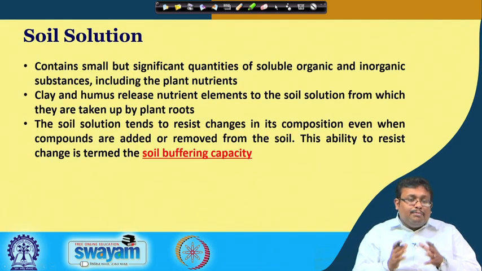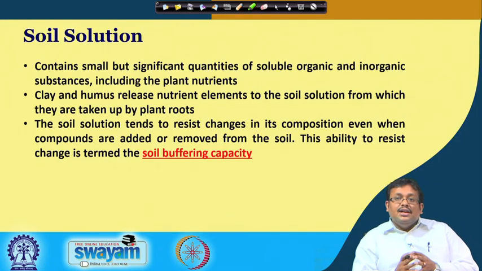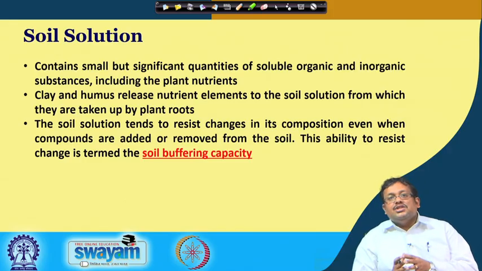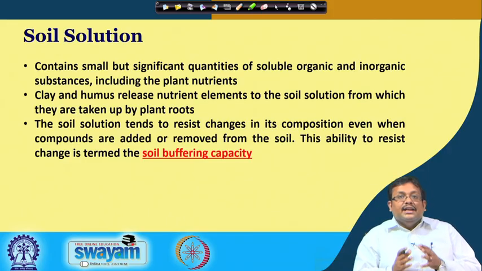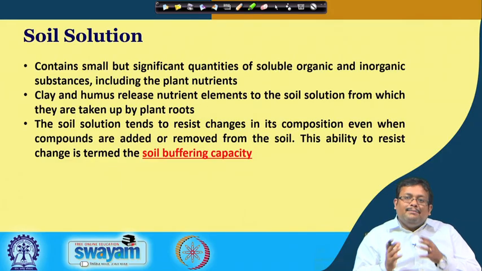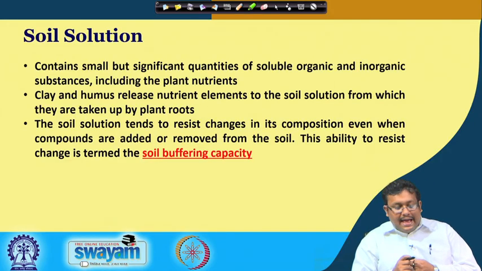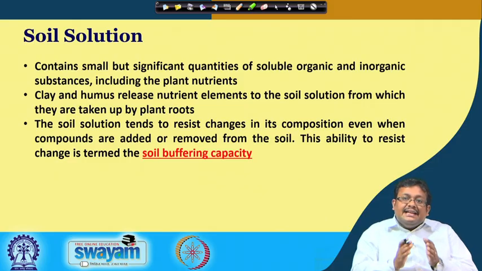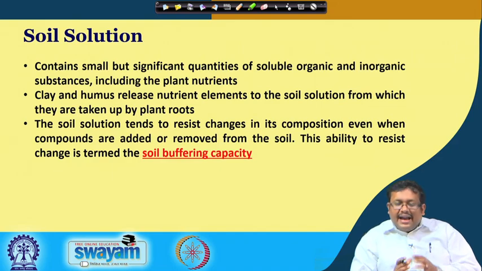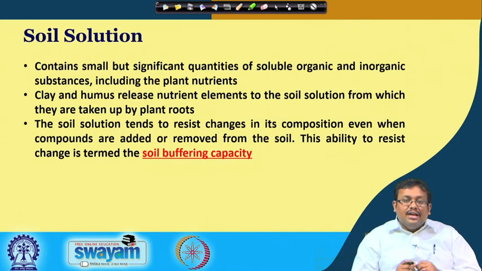Another important term is soil solution. Soil solution is another name for soil water because it contains significant quantities of soluble organic and inorganic substances, including plant nutrients, and clay and humus release the nutrient elements to the soil solution from which the plants take up those nutrients. Now, the soil solution tends to resist any change in its composition even when compounds are added to or removed from the soil, and this ability is termed soil buffering capacity. It is very important, and we will discuss this term later in detail.